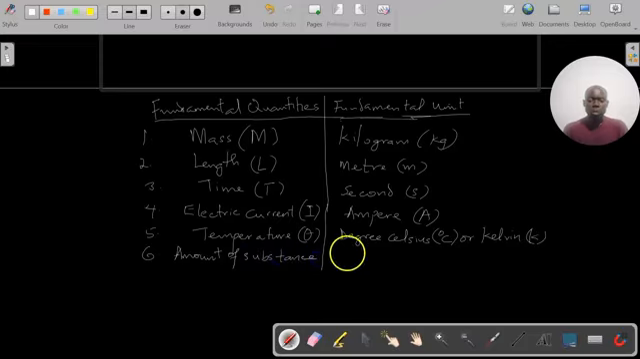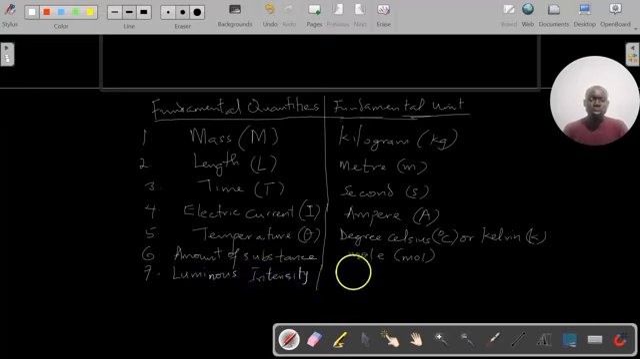The unit for amount of substance is the mole. The short form is mol. Then we have luminous intensity. The unit for luminous intensity is candela, which is cd. Right, so these are fundamental quantities and their units.